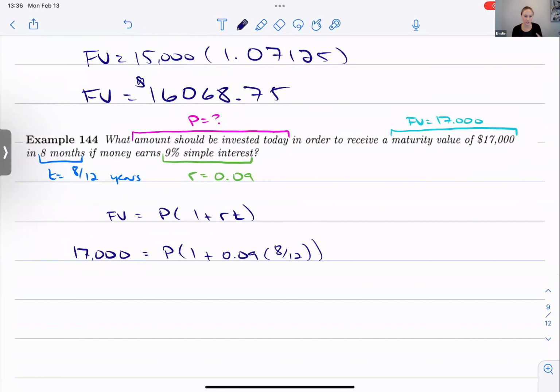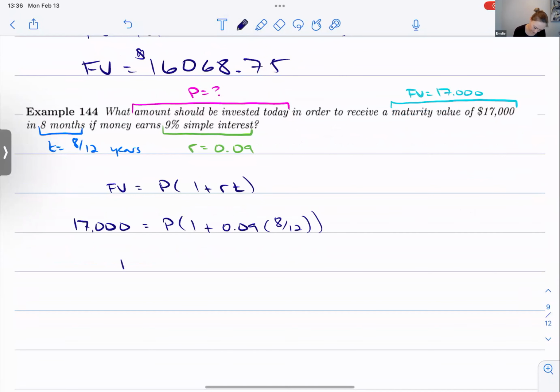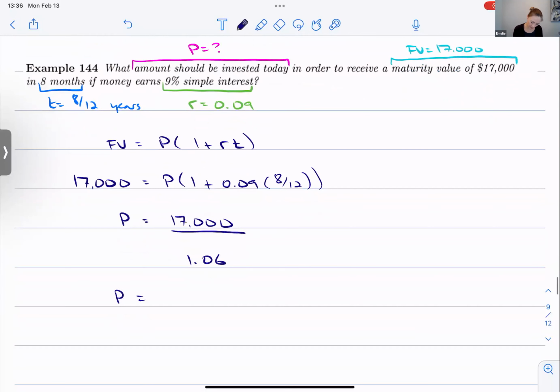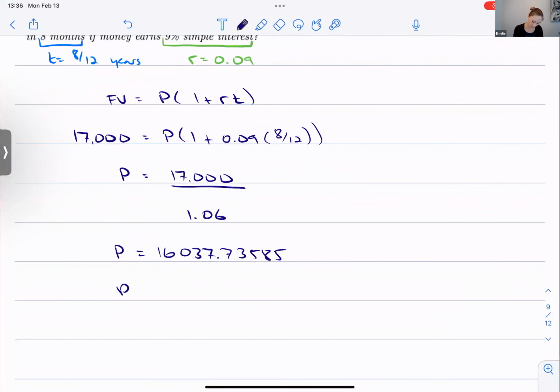Again, order of operations, but I'm going to go ahead and solve for P, which is going to be 17,000 divided by 1.06. So P is going to be 16,037.73585. In money, I would need to invest $16,037.74.